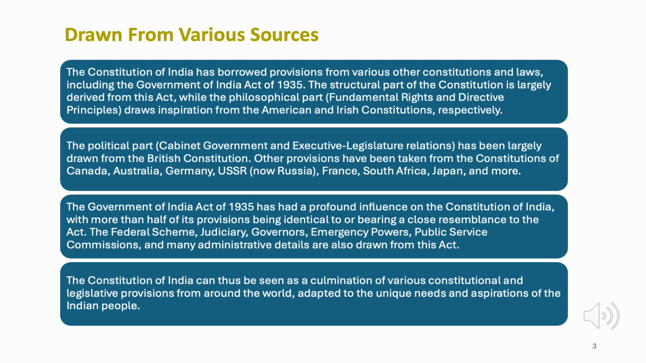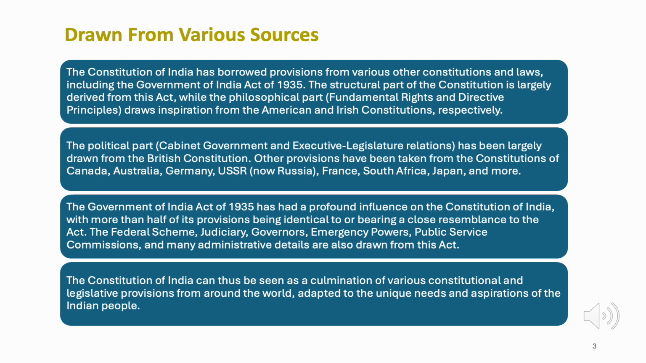The structural part of the Constitution is largely derived from this act, while the philosophical part, fundamental rights and directive principles, draws inspiration from the American and Irish constitutions, respectively. The political part, cabinet government and executive-legislature relations, has been largely drawn from the British Constitution. Other provisions have been taken from the constitutions of Canada, Australia, Germany, USSR (now Russia), France, South Africa, Japan, and more.